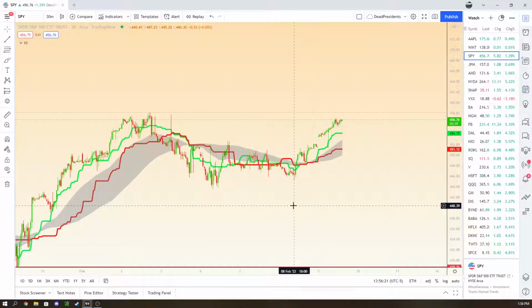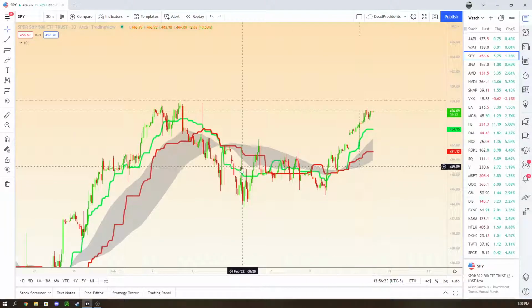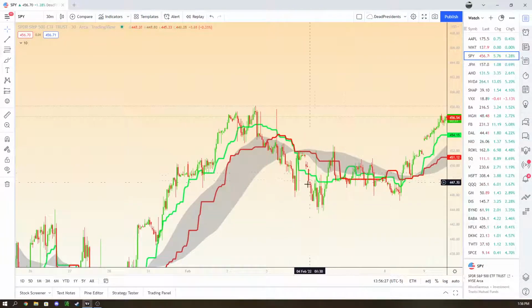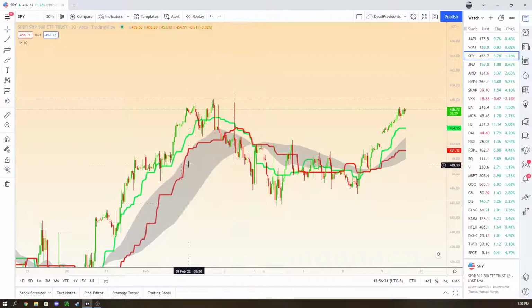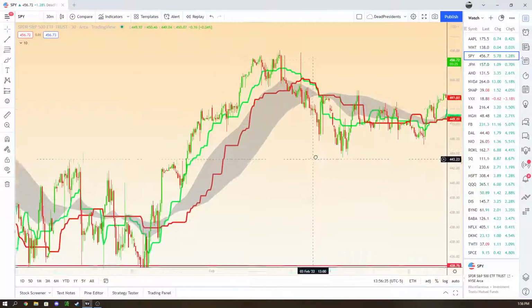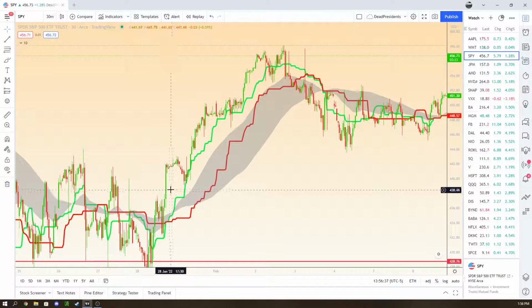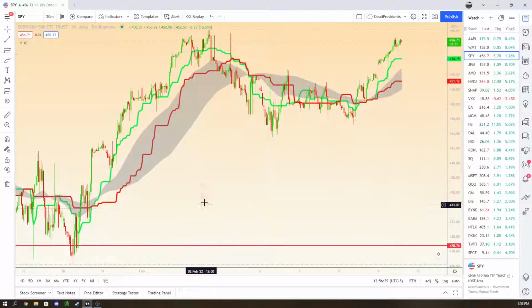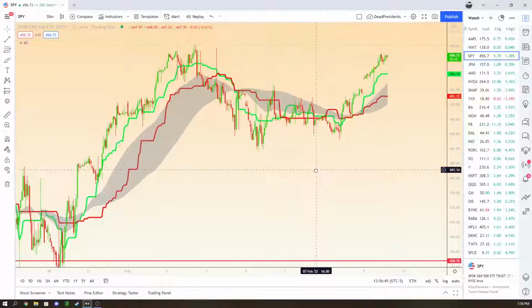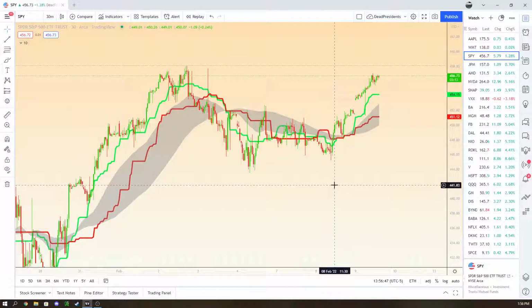It's pretty easy, it's just not too many lines. You're just going to be looking at your cloud, your fast moving line and your slow moving line. Your fast moving line crossing up is going to give you a bullish signal. When it crosses under, it's going to give you a bearish signal. When price is above all three indicators, you're going to buy. When price is under all three indicators, you're going to sell. When price is stuck in between all three, you're just going to hold and sit there and wait. And that's about it, guys.